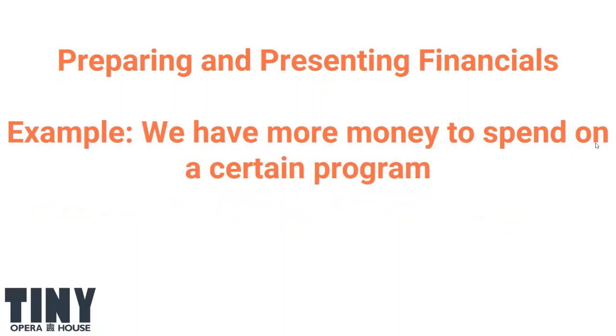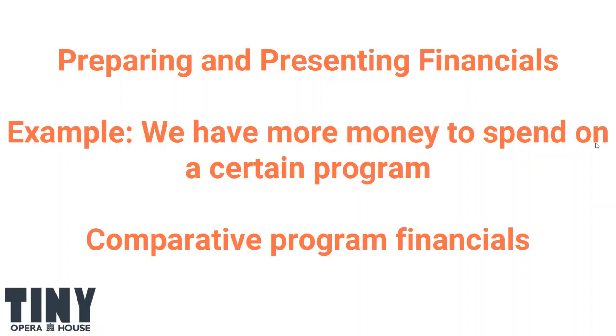If you want to highlight differences between different programs, showing financials in different columns next to each other for those different programs can highlight issues that you want them to see.